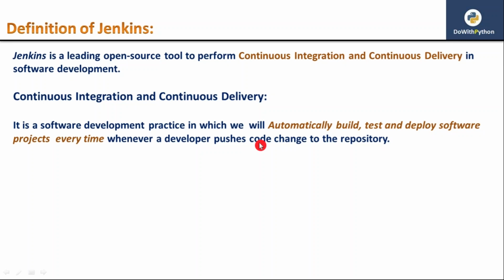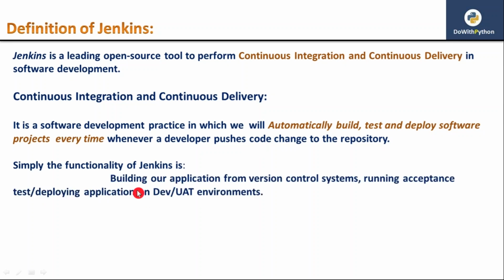Okay, now we can say what the functionality of Jenkins is. Building our application from a version control system like Git or SVN, then running acceptance tests, and deploying applications on dev and UAT environments, simply the test environment.